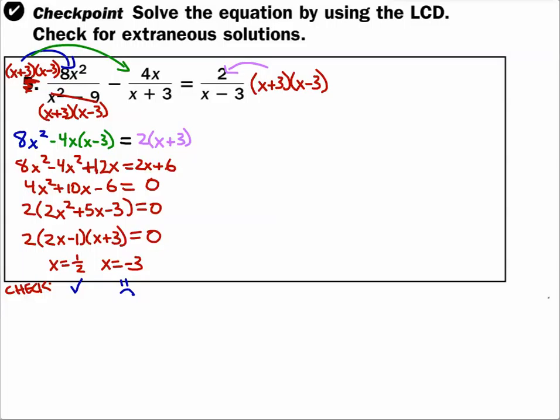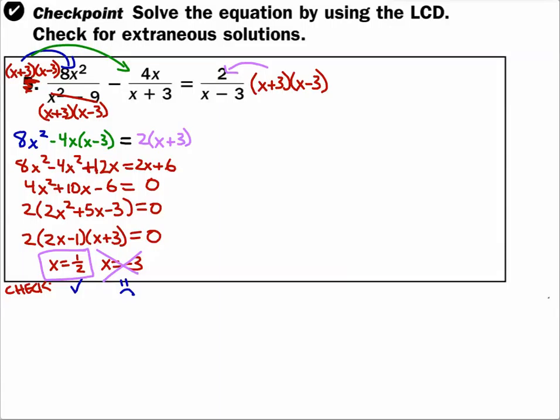And then when you check them, 1/2 works out great. If you plug it in to a calculator or something, the left side of the equation is the same as the right side of the equation. Yay. But when you plug in -3, you end up dividing by 0, the universe explodes, and bad things happen. We don't want bad things to happen. So, x equals 1/2 is an answer. X equals -3 is an extraneous answer.